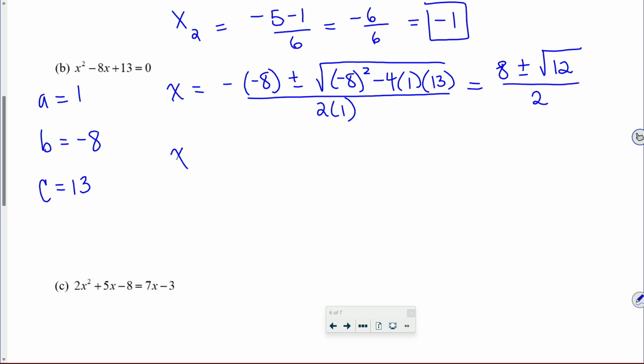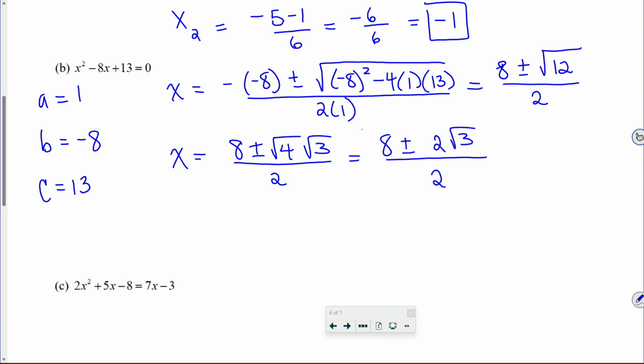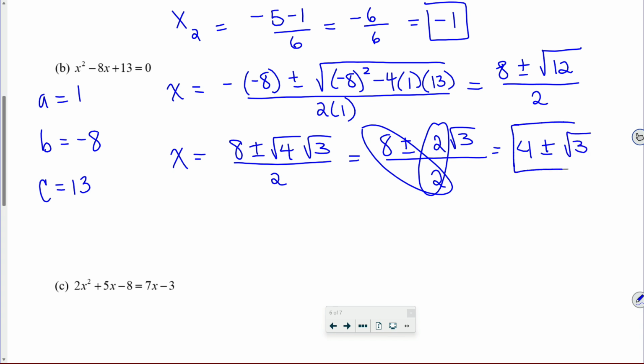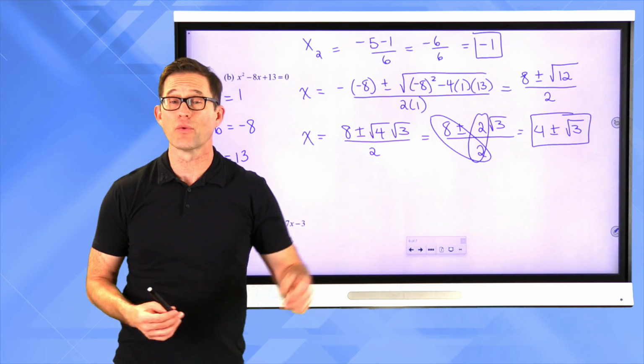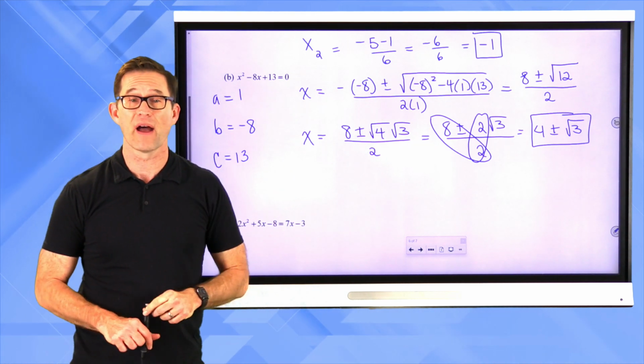The square root of 12 is not a nice number, but it can be simplified into the square root of 4 times the square root of 3, all divided by 2. That's going to be 8 plus or minus 2 root 3, all over 2. Again, keep in mind we have to do both of those two divisions. 8 divided by 2 is 4. 2 divided by 2 is 1, so I won't write it down. And we just have 4 plus or minus the square root of 3. All right, so in that case, we have irrational roots. We would have never been able to solve this one by factoring.